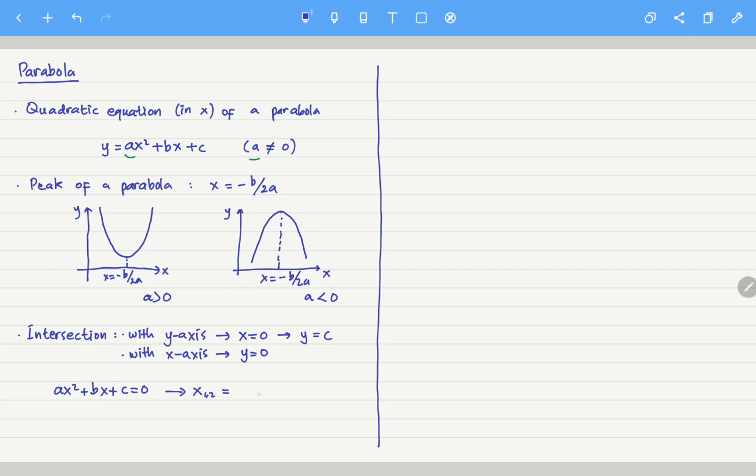So we will get two solutions, and the formula is minus b plus minus. For the first solution, we use the plus sign, and for x2 we use minus. So plus minus the square root of b squared minus 4ac, divided by 2a.